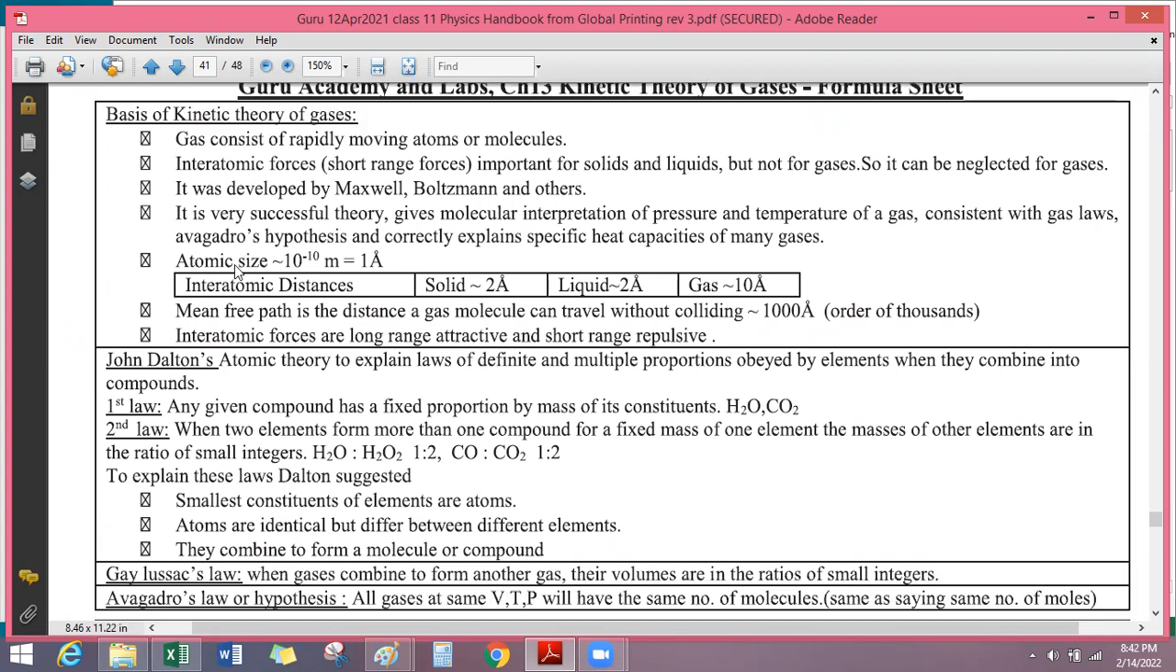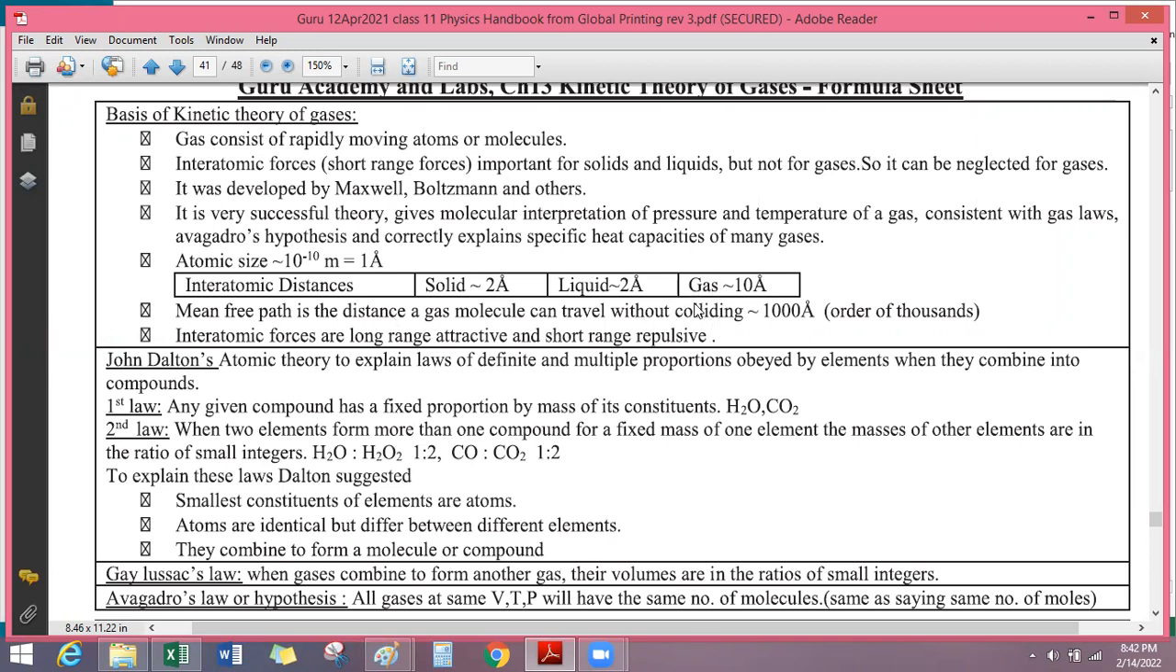So the atomic size, you should know that it is in the order of 10 power minus 10 meters, which is 1 angstrom. Interatomic distances for solids and liquids are around 2 angstrom, whereas for gas it is 5 times more, which means it is 10 angstrom. Mean free path is the distance a gas molecule can travel without colliding. So for about 1000 angstroms, it will not be colliding. After 1000 angstroms, it will be colliding with some other molecule.